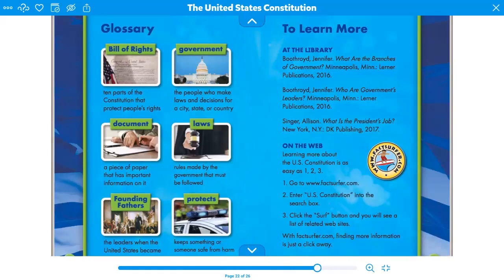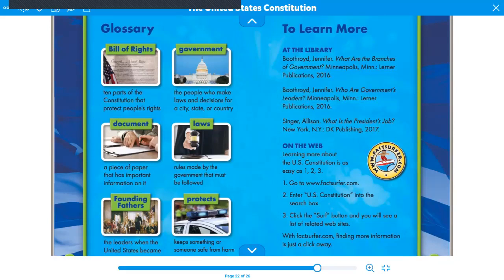And here is the glossary that explains again what all those words were meaning in case you needed to learn more. The Bill of Rights is 10 parts of the Constitution that protect people's rights. The government is the people who make laws and decisions for a city, state, or country. A document is a piece of paper that has important information on it. Laws are rules made by the government that must be followed. Founding Fathers are the leaders when the United States became a country. Protects means to keep something or someone safe from harm.